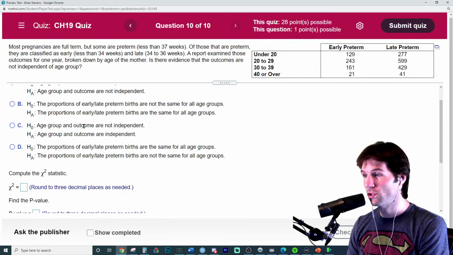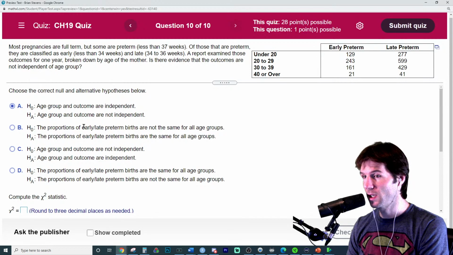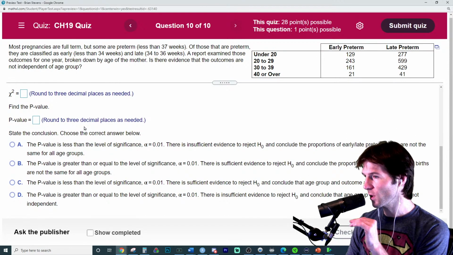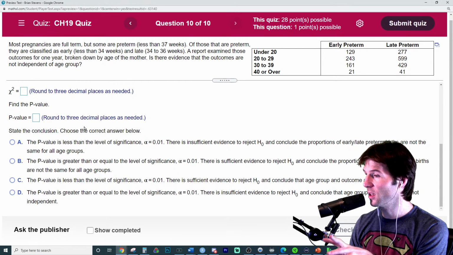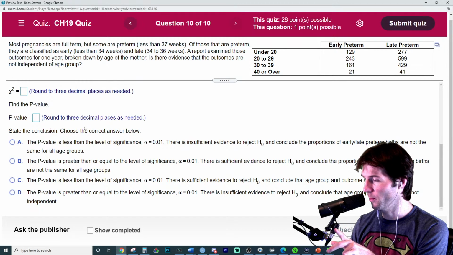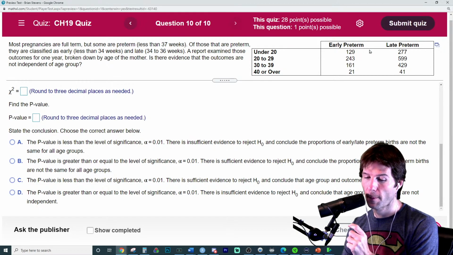It just jumps into it and says, compute that chi-squared test statistic. Now, this is where it's going to be a lot more difficult if we don't use JMP. So we're going to use JMP.